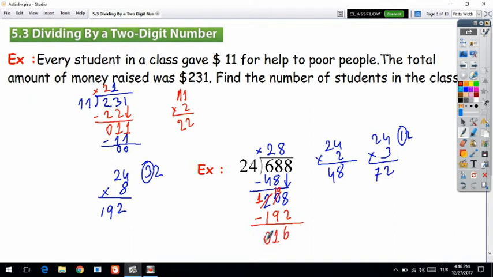So now, have we finished or not? How can we understand? We look at the dividend. Is there any number to bring down? No. Now let's look at the remainder. Is 16 smaller than 24? Yes. If you say yes, we have finished. So we have solved it correctly. Is there any problem? No. Okay. Now let's look at another page.